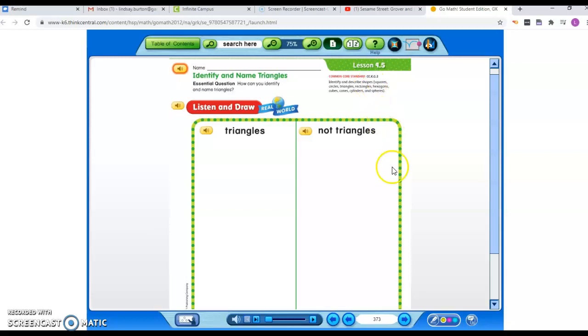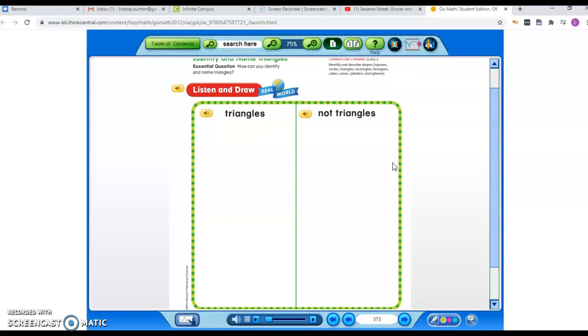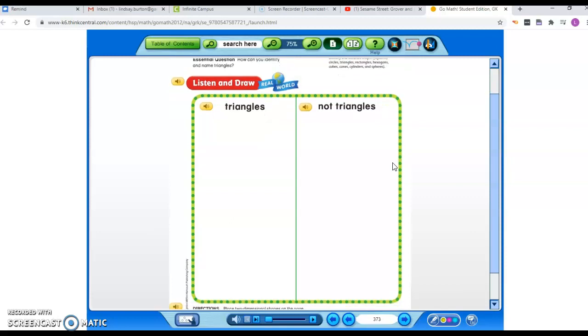I'll give you the directions. We're talking about triangles, and it just told us in our video, how many sides did those triangles have? They had three sides. So on this side of your paper, I want you to draw me a picture of a triangle. And remember from our song, it has three sides and it also has three vertices. So I want you to draw and color a picture of a triangle.